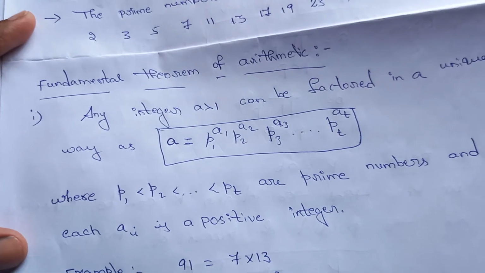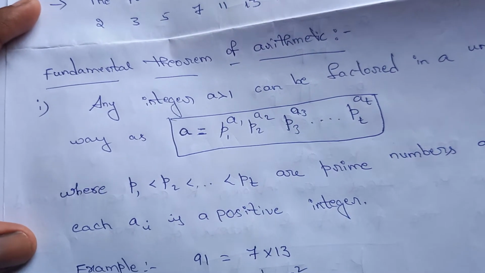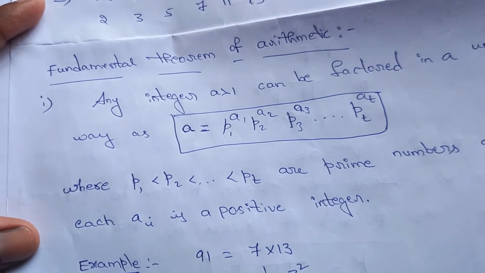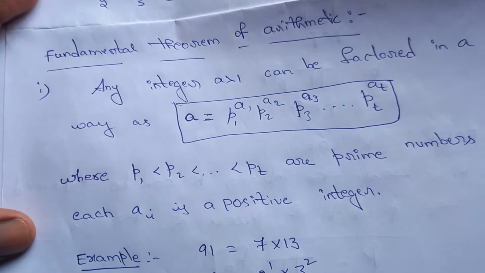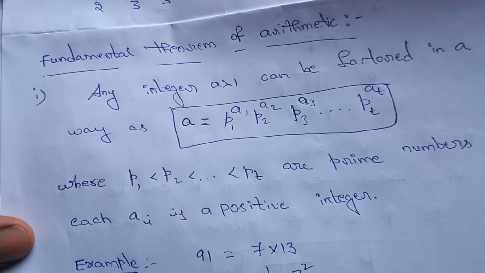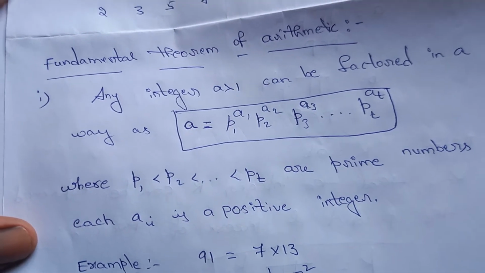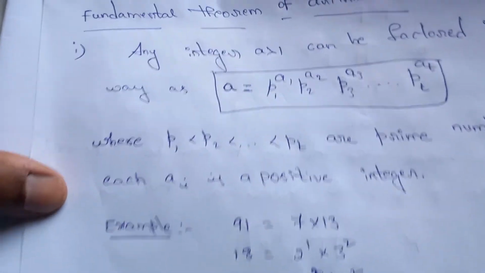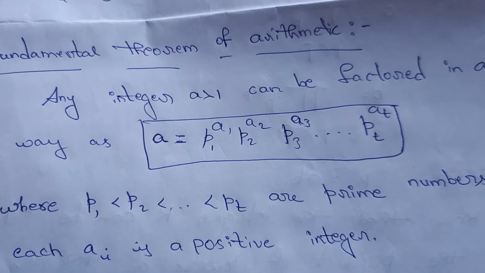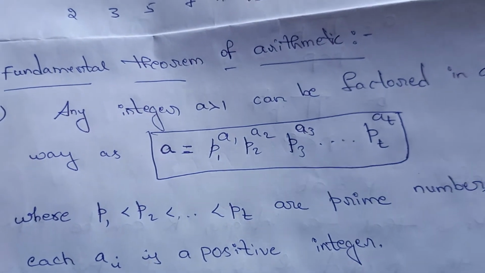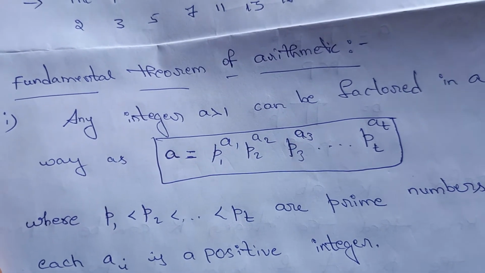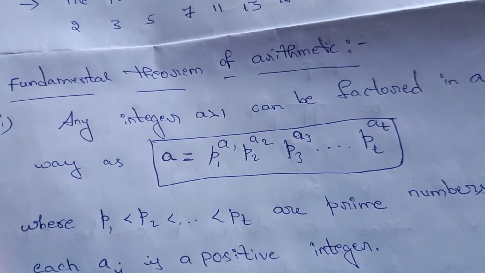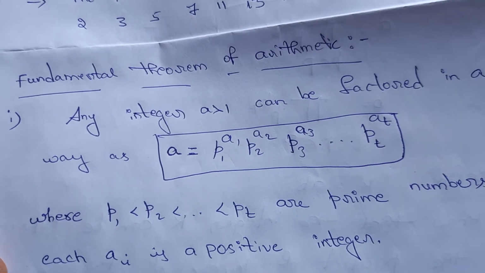way. Suppose you consider this equation: a equals p1 power a1, p2 power a2, p3 power a3, and so on, pt power at. Suppose a is an integer; that integer must be a product of prime numbers. So here p1, p2, p3 and so on up to pt are the prime numbers, and the powers a1, a2, a3 up to at are positive integers.